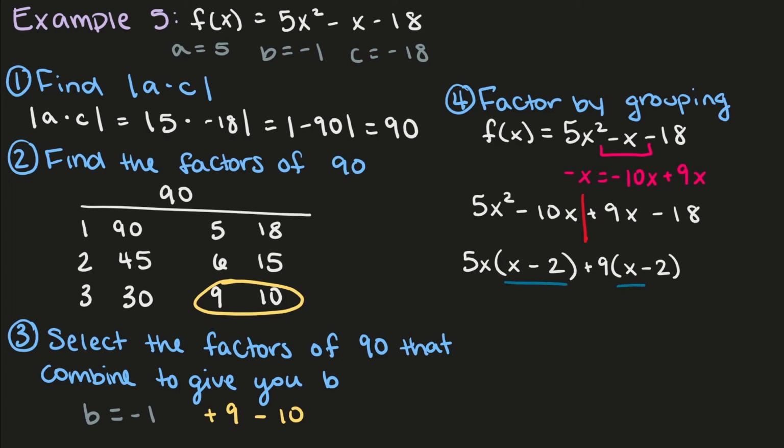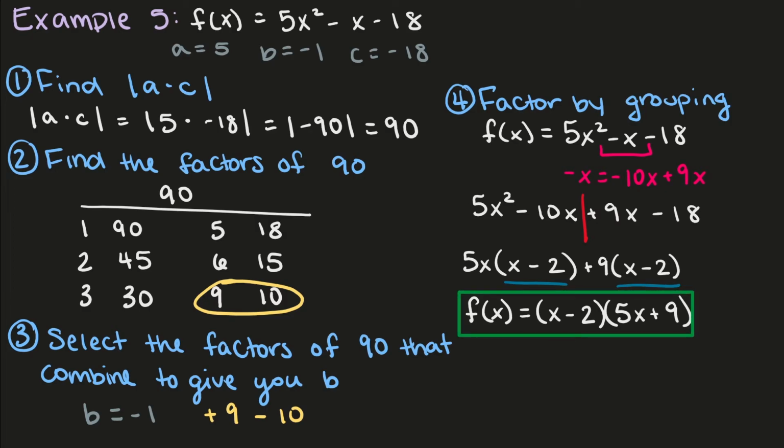Since the function inside our parentheses is the same in the first half of our problem and the second half, we can factor that out entirely or write that by itself, and then we can take what's left over and write that in its own set of parentheses. So that gives us f of x equals x minus 2 times 5x plus 9, and that's our final answer.